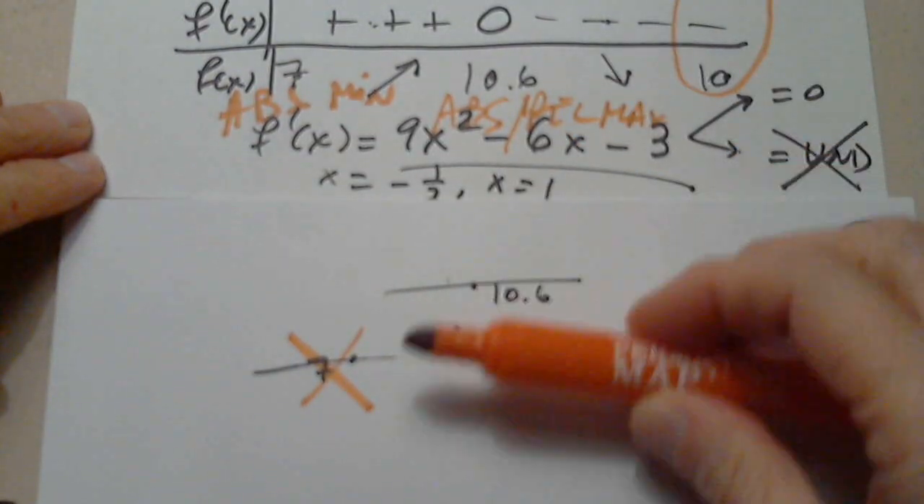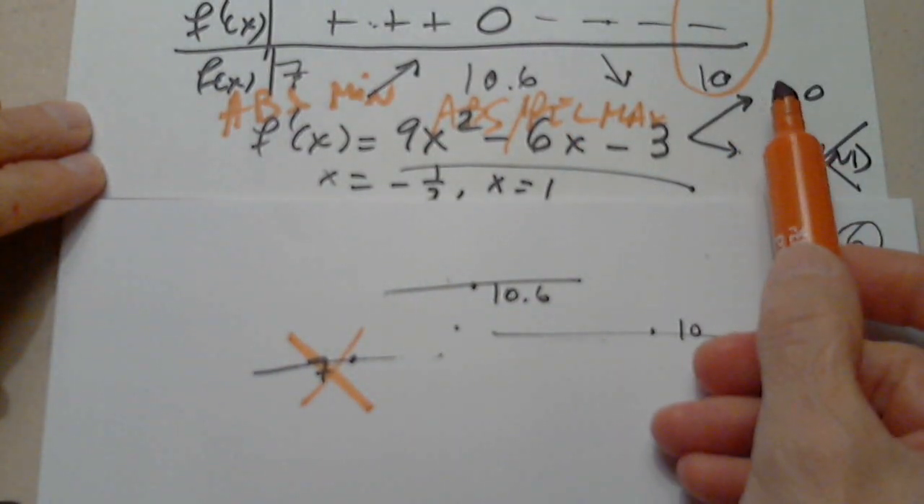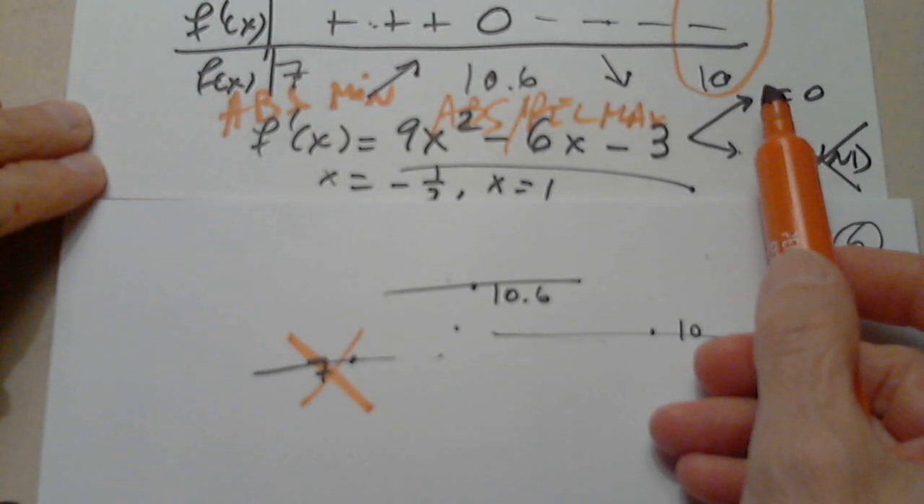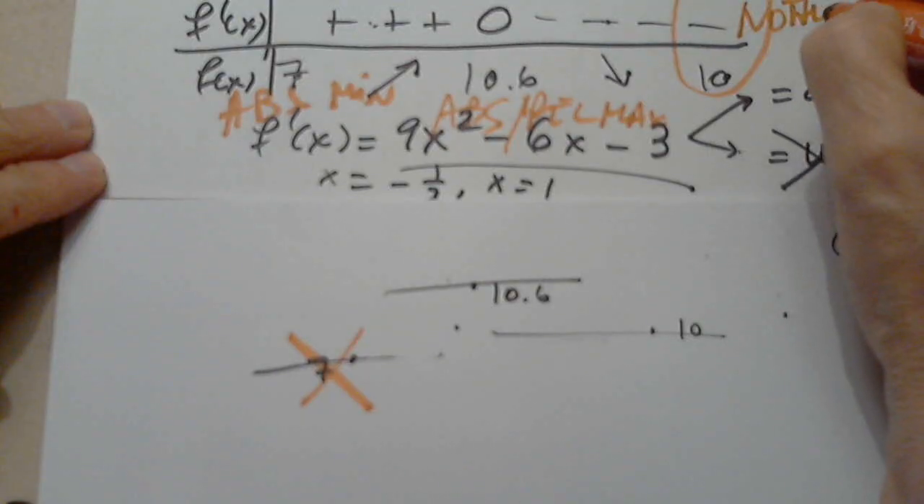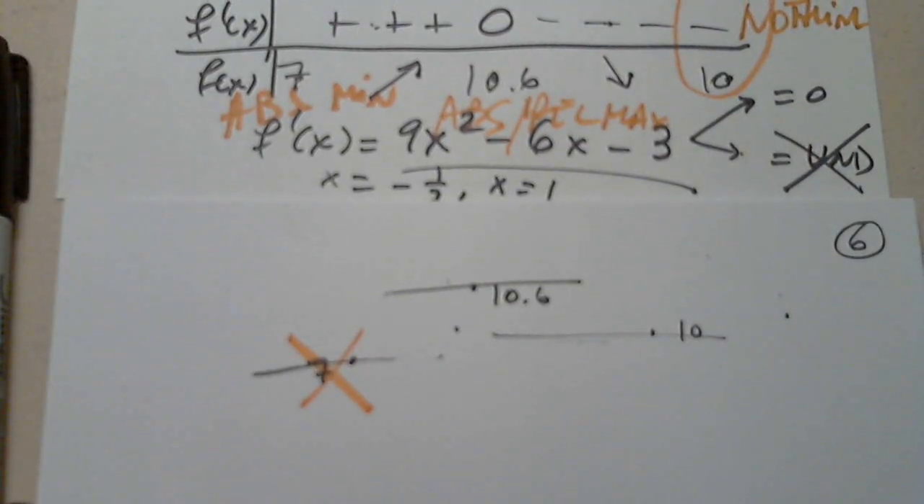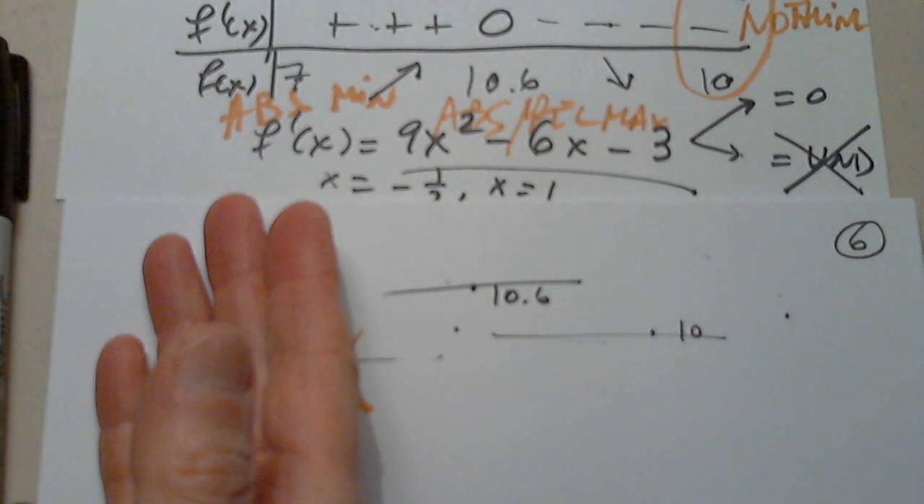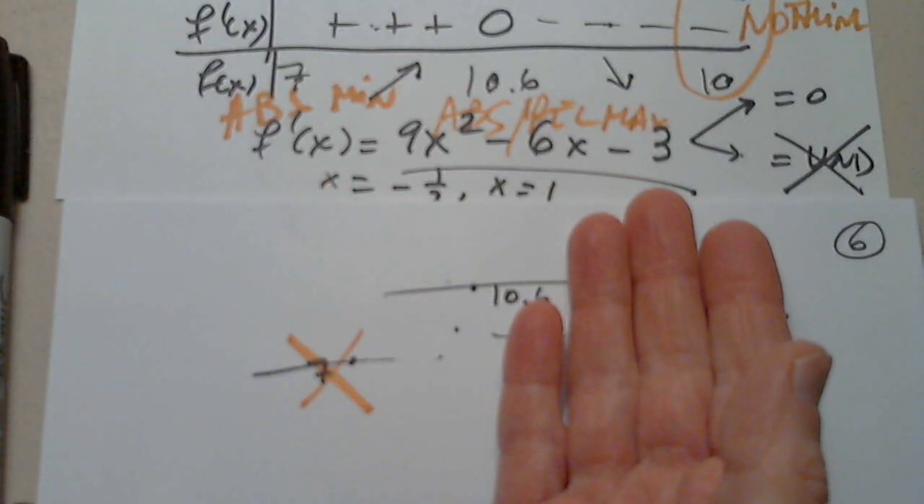It's not the highest, it's not the lowest, and since it's at the end point of the interval, it cannot be relative. So this is nothing. Nothing. At the end point of the interval, we can only have an absolute max or an absolute min. I already have the absolute min. I already have the absolute max.